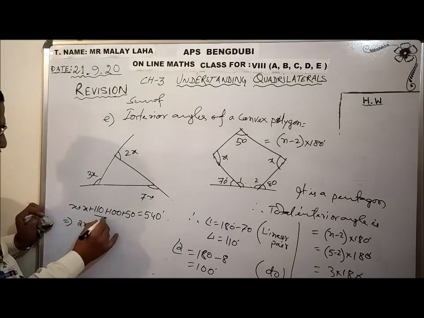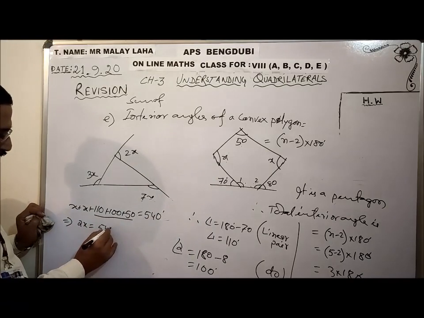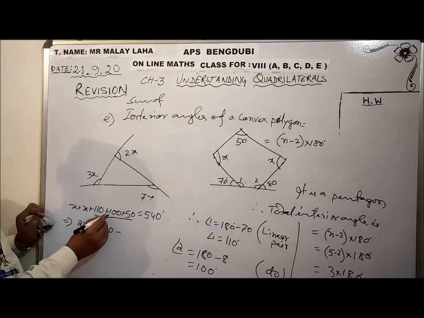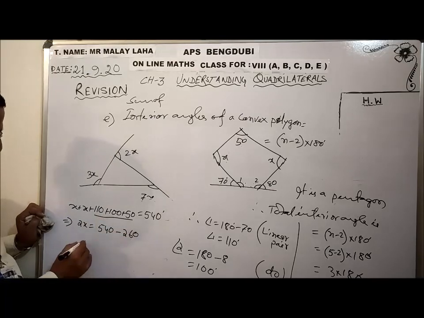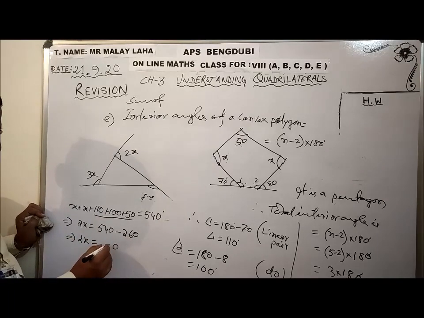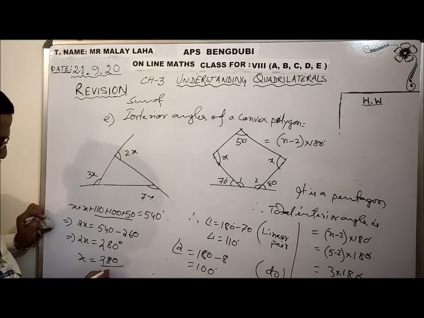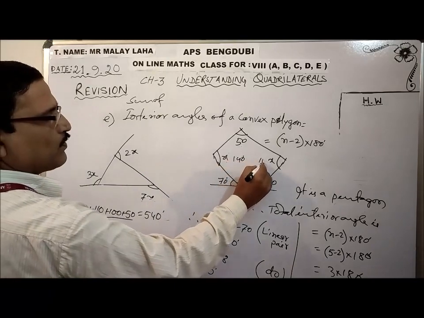2x equals, if I shift this part to that side, 540 minus 210, 260... so 2x equals 280 degree, or x equals 280 by 2 equals 140 degree. So here x is equal to 140 degree, 140 degree.